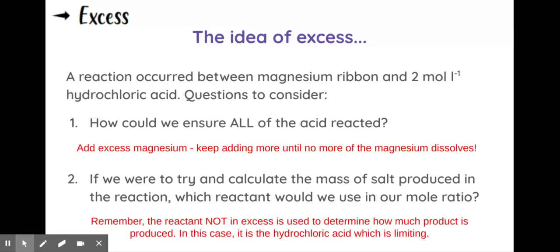If you wanted to calculate the mass of the salt produced, now we know that we've added excess magnesium, so our limiting reactant, the reactant that limits how much product we would produce, is the hydrochloric acid. So if we were using a mole ratio and we said 1 mole of hydrochloric acid produces 2 moles of salt, that's what we would use, not the magnesium.